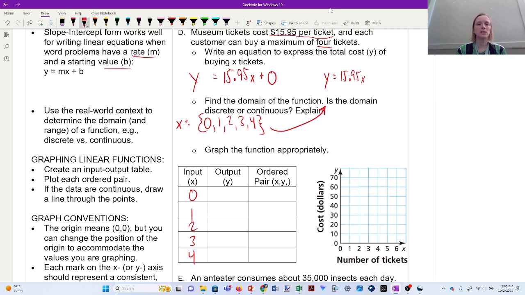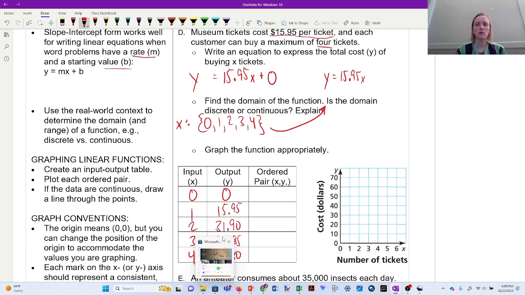So 0 times $15.95 is just 0. 1 times $15.95 is just $15.95. 2 times $15.95 is $31.90. 3 times 15.95 is 47.85. And 4 times 15.95 is $63.80. So what I have here is a bunch of ordered pairs that can help me plot the points on my graph.